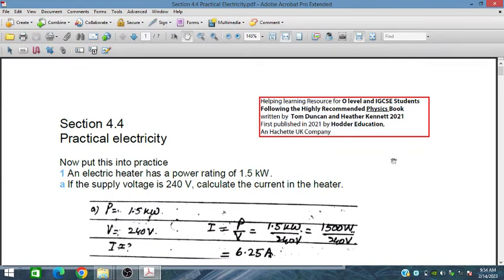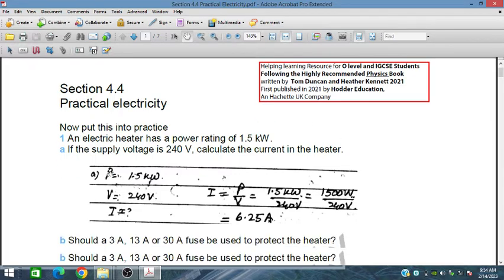Bismillahirrahmanirrahim. In this session, we will discuss practical electricity under the subject of IGCSE and O level physics from Hodder Education's book written by Tom Duncan and Heather Kennett, published in 2021. And here we have some questions. Now put this into practice.